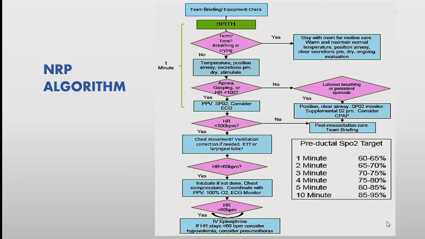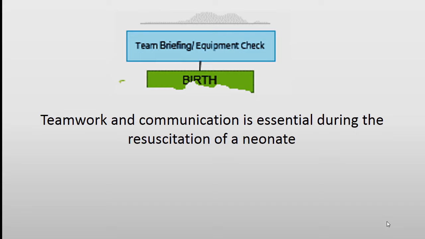So in this section, we're going to review the team briefing and the equipment that we need before any delivery. And then we'll go through a delivery where the baby is stable enough to go with the mom prior to transport to another hospital. So, team briefing and equipment check are first on the top of the list of the algorithm. They're in the first rectangular block, so it is an action that we have to take.